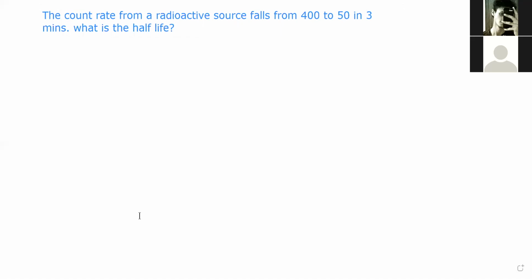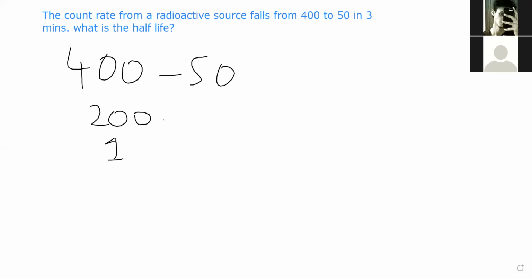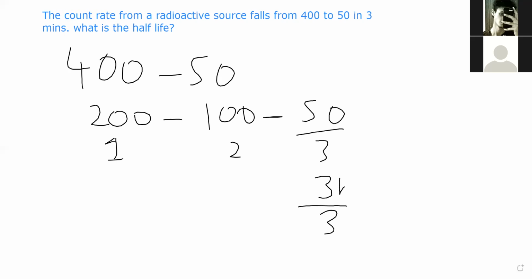So now for this question, we have to apply more logic over here. From 400 to 50, we have to find how many half-lives there will be. Now, if we multiply 400 with half, that would give us 200. That's one half-life. 200 into half would give us 100. So that's two half-lives. And 100 into half would give us 50. So that is three half-lives. Therefore, from 400 to 50, three half-lives have passed. And this took 3 minutes. Therefore, to find the time period of one half-life, we'll divide 3 minutes by three half-lives. So this is the time duration of one half-life.